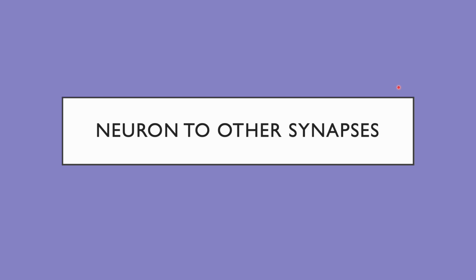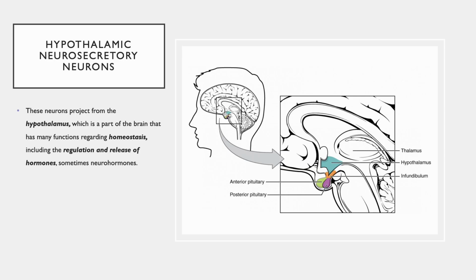Now let's look at an example of neurons to other synapses. For example, the hypothalamic neurosecretory neurons project from an area of the brain known as the hypothalamus. We're going to be discussing the hypothalamus in very large depth in this class because it is absolutely imperative for the hypothalamus to help us regulate homeostasis and the regulation and release of hormones and neurohormones.